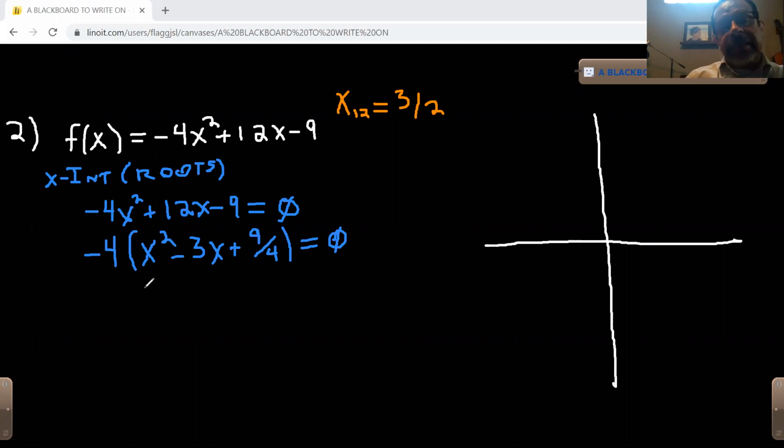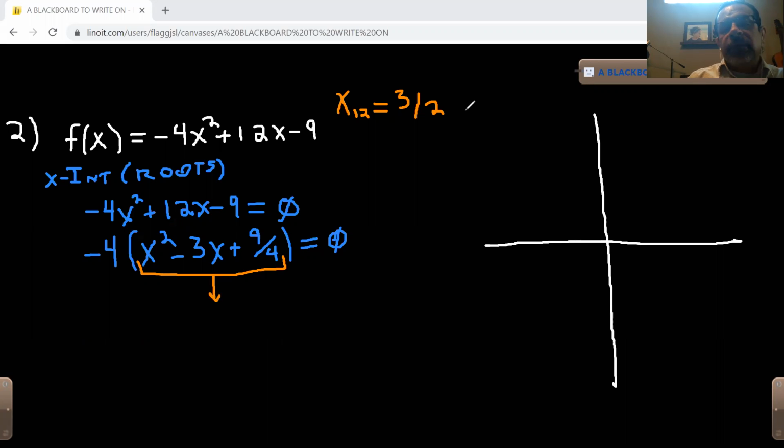Now let's see if we can get that with the expression we've got down here. Notice that what we've got here is a perfect square trinomial, and this can be factored, actually.